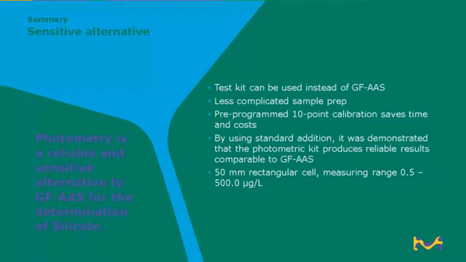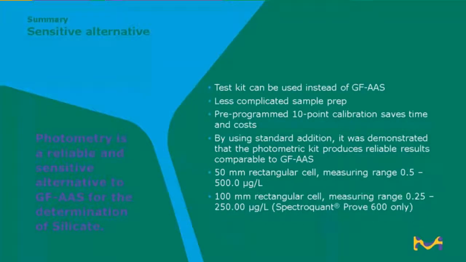We also have capability for a 50 millimeter cell. We haven't mentioned that up to this point. The measuring range for that is 0.5 to 500 micrograms per liter. And with the 100 millimeter cell, which can only be used with the Proof 600, our measuring range is 0.25 to 250 micrograms per liter.